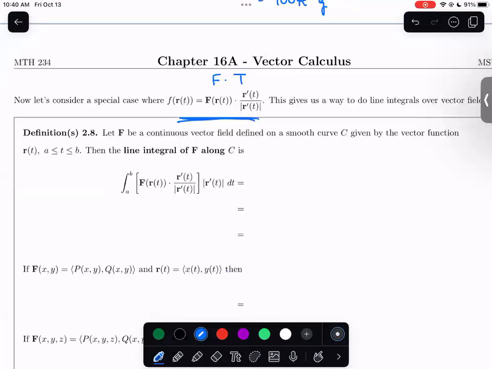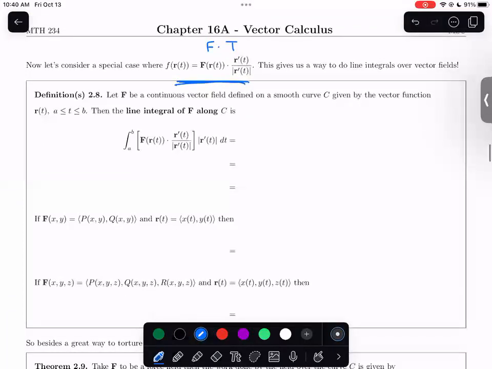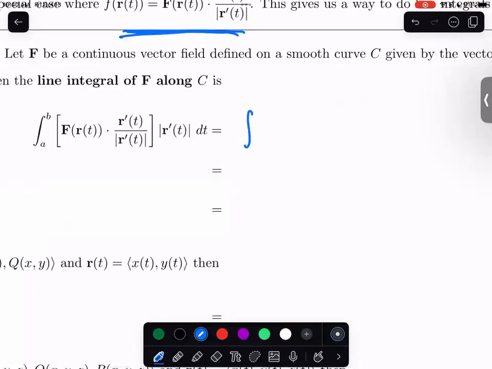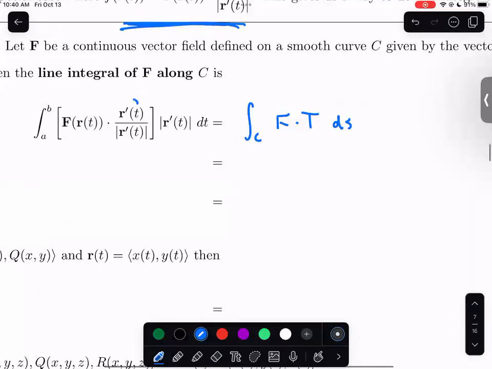So I would say that there are kind of 5 different notations that all really mean the same thing. And so I have here 5 different equal signs to show you what these all are. The first one is this F dot T ds. This would be a line integral with our vector field. This is just using the fact that this right here is our unit tangent vector, and this right here is ds.